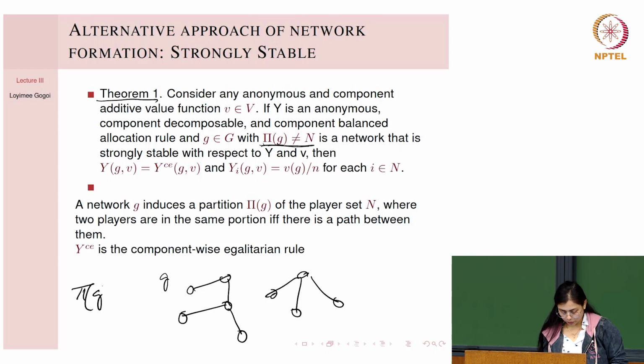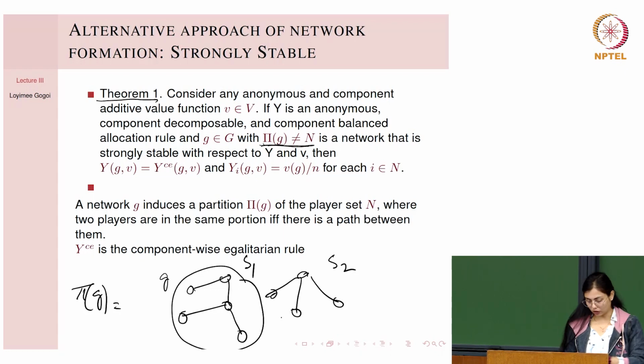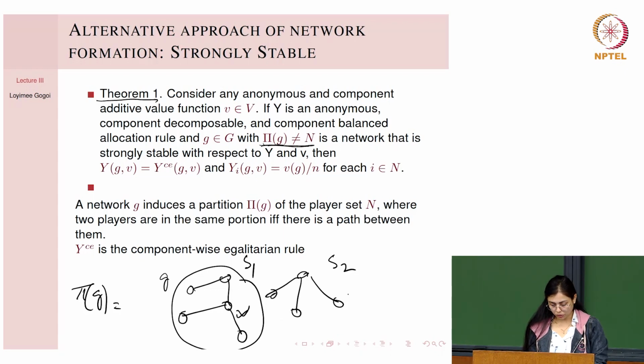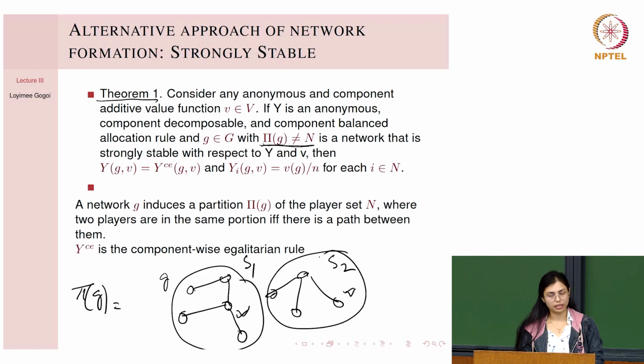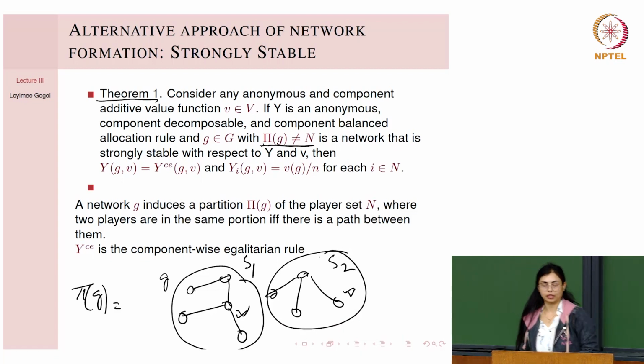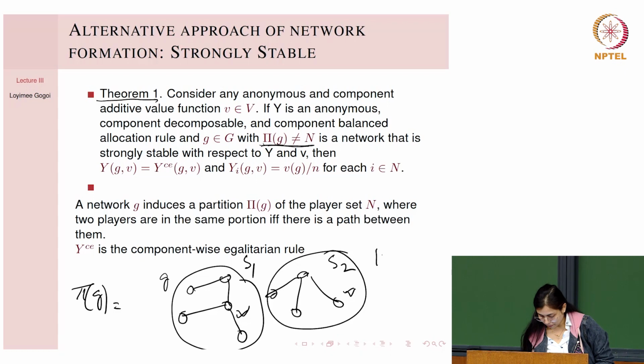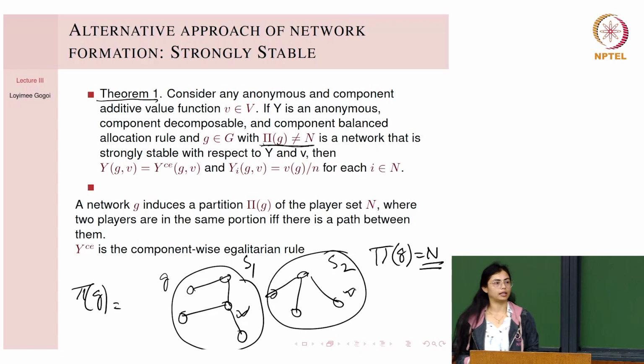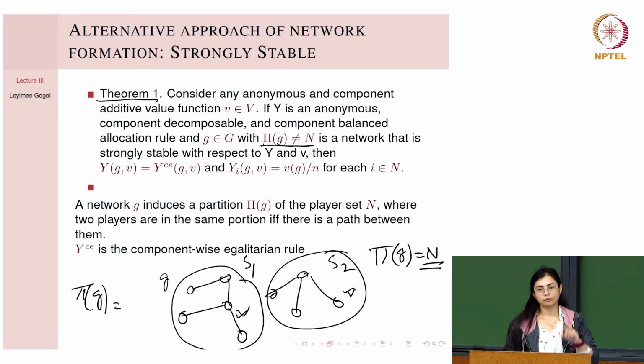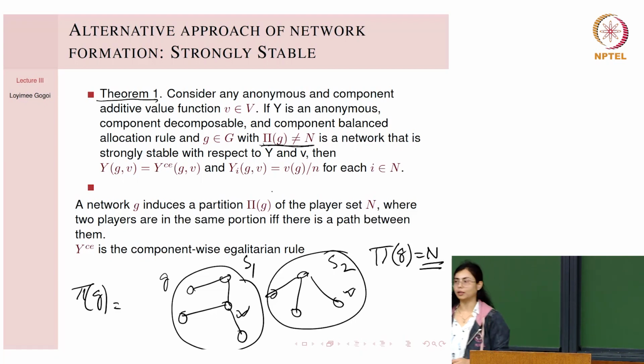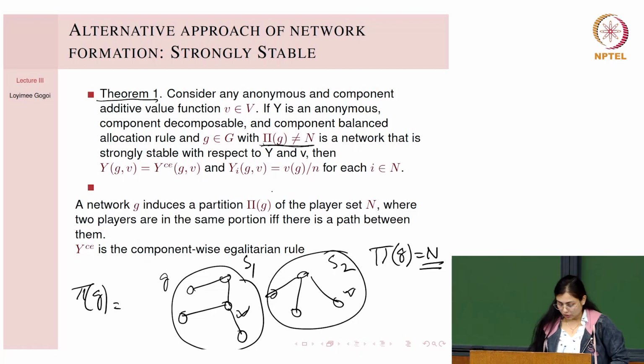And what is pi of Z actually? It's a partition S1 and S2, where S1 is the players who belong to this component, and S2 is the players who belong to this component, right? So it's definitely a partition. When pi of Z is equal to N, that means it is connected, complete, a single component, right? If it is not equal to N, that means it is not totally connected, it has some components, right?